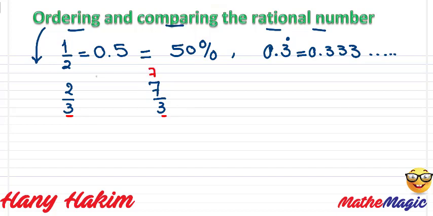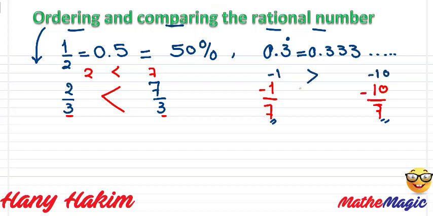7 is more than 2, so 7 over 3 is more than 2 over 3. If you compare negative 1 over 7 and negative 10 over 7, we have the same denominator, so I can compare between negative 1 and negative 10. Negative 1 is more than negative 10, so I can write negative 1 over 7 is more than negative 10 over 7, because here we have the same denominator.